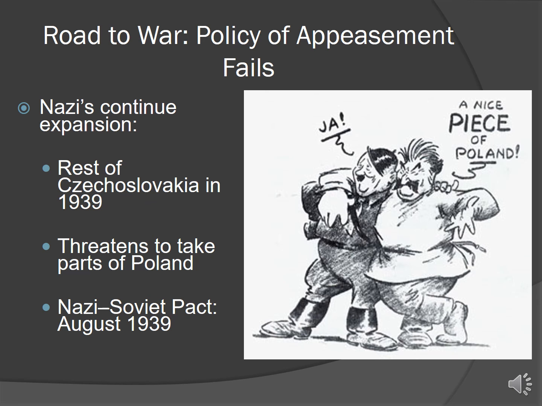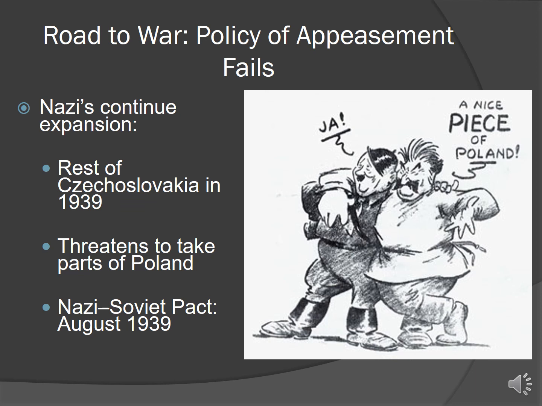However, ultimately, that policy of appeasement is going to fail. And that's because, of course, Hitler was not intending on stopping at just the Sudetenland, the Rhineland, and Austria. He had his eyes set on Poland and the rest of Czechoslovakia. So in 1939, Hitler will take the rest of Czechoslovakia, and then he starts to set his sights on Poland.